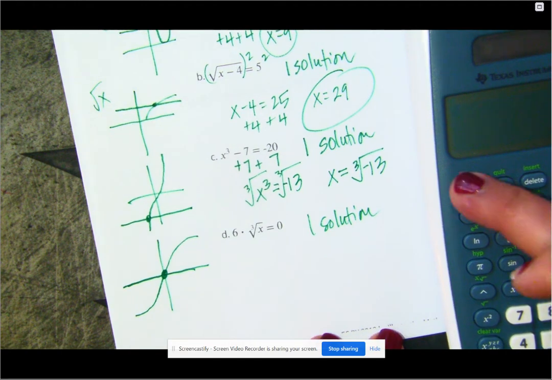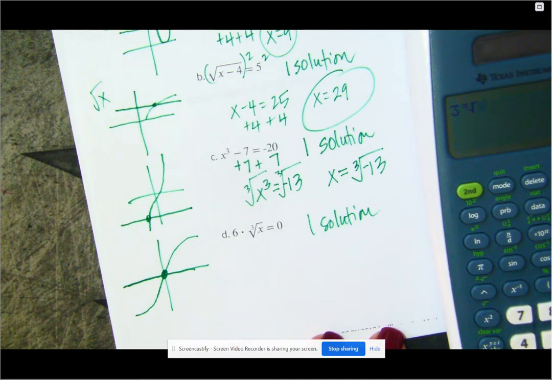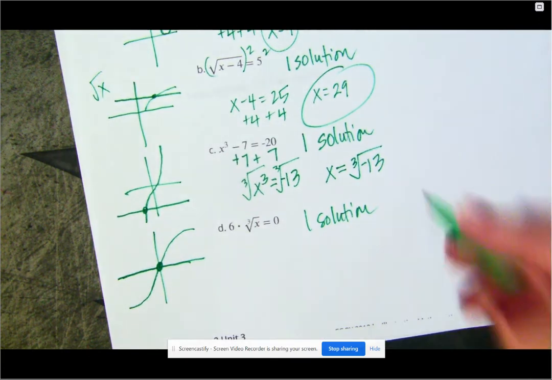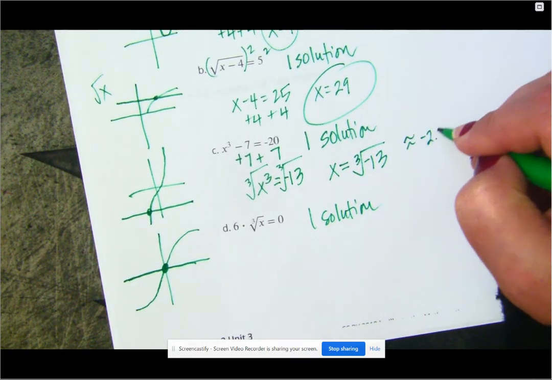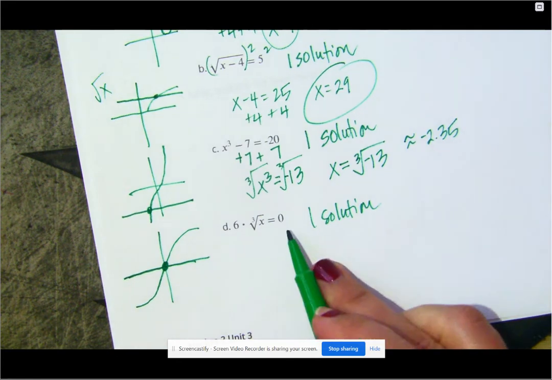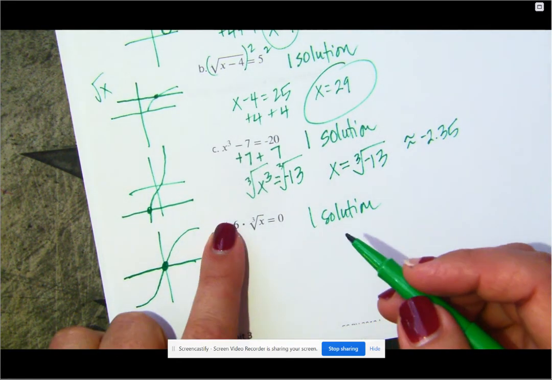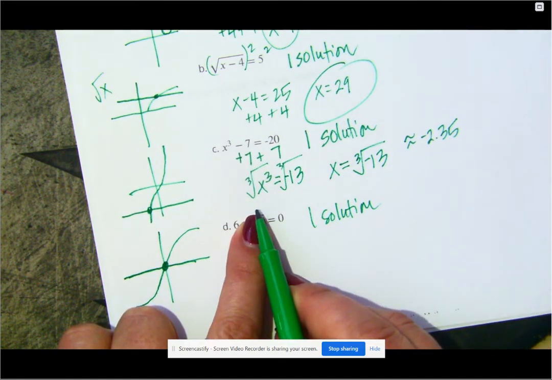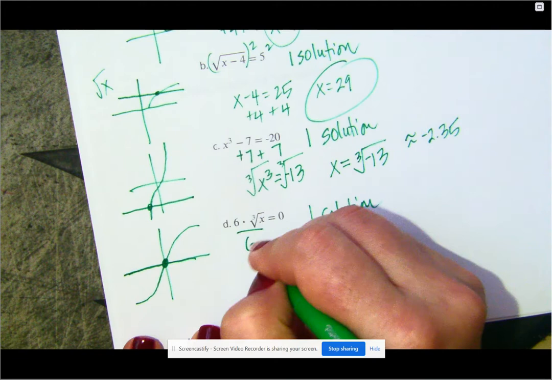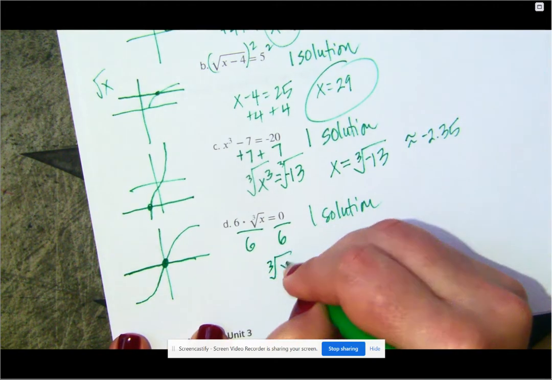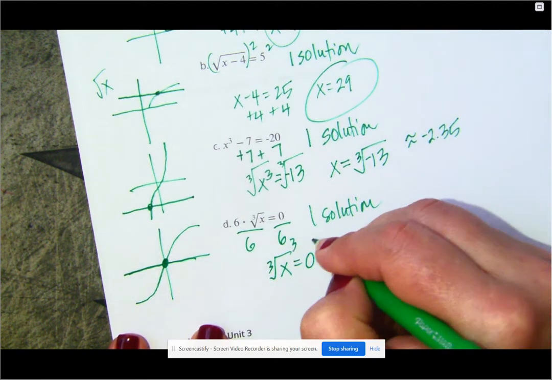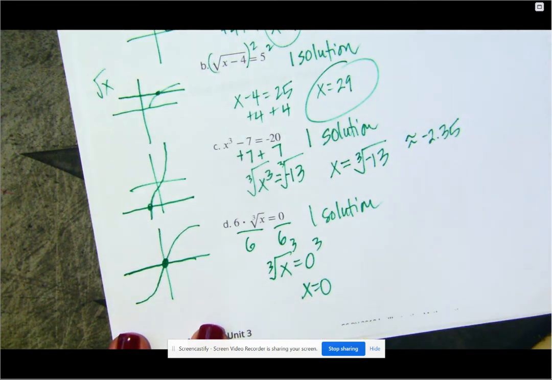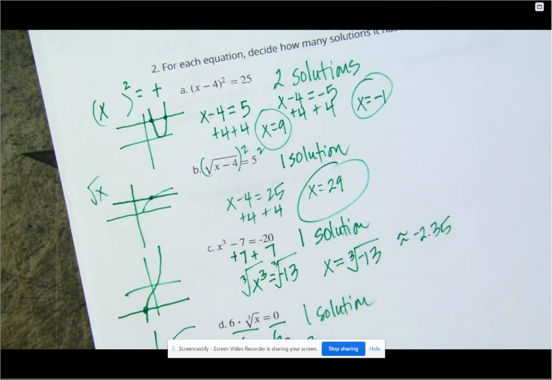Now remember, the point here is not to know the solution, it's to know how many there are. But I'm just using this opportunity to practice. It says about negative 2.35. And this one, I mean, hopefully 6 times what is 0? 0. Well, what number has a cube root of 0? 0. I mean, if you wanted to solve it out, x cubed equals 0. Okay, but the main point of these problems is this right here.